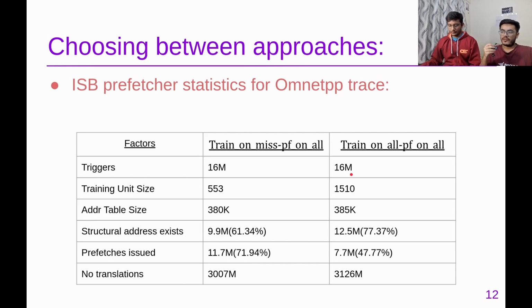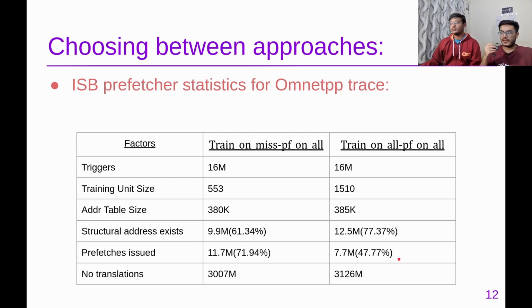The main takeaway of these statistics are two metrics, the address table size, which for the first case is 380k and for the second case is 385k. So even though you are seeing a larger number of IPs and addresses, the address table size is mostly similar. But another interesting point is the prefetches issued. Almost 11.7 million times we are issuing prefetches in the first case, and for the second case we are only prefetching 7.7 million times.